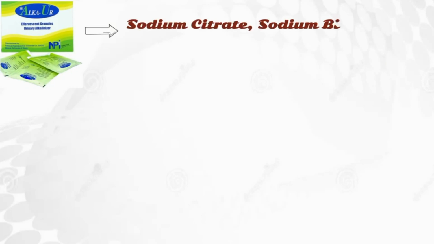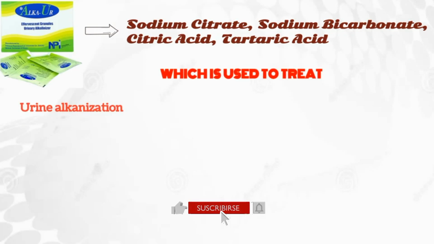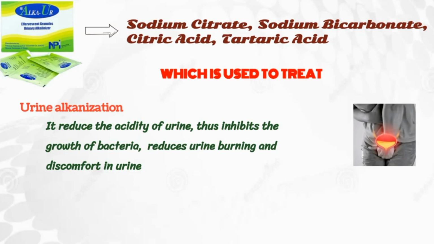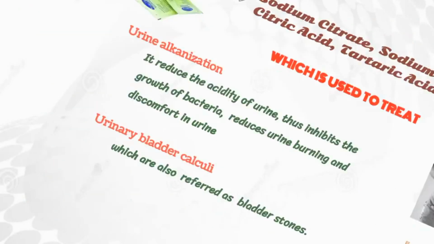Alka U R contains sodium citrate, sodium bicarbonate, citric acid, and tartaric acid, which is used to treat the below-mentioned conditions, including urine alkalinization. That is, it reduces the acidity of urine, thus inhibits the growth of bacteria, reduces urine burning and discomfort in urine. Treatment of urinary bladder calculi, which are also referred to as bladder stones.